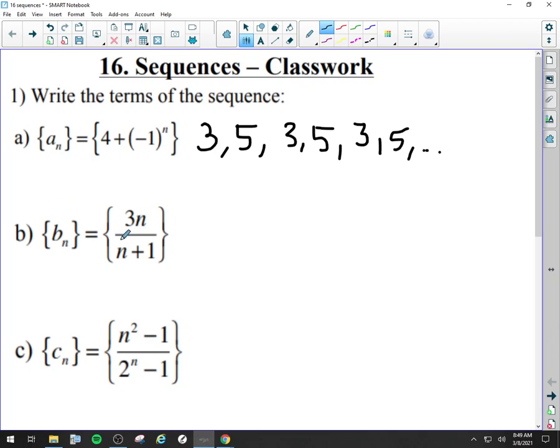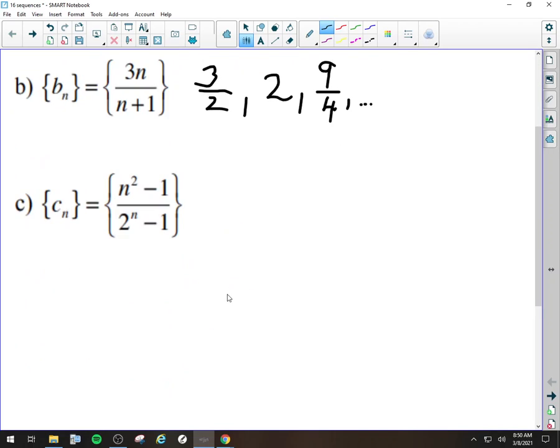With this sequence, you plug in the 1, you get 3 over 2. Plug in the 2, you get 6 over 3. Oh, 6 over 3 simplifies to 2, right? Plug in the 3, you get 9 over 4. Etc., etc., right? So nothing fancy with these.